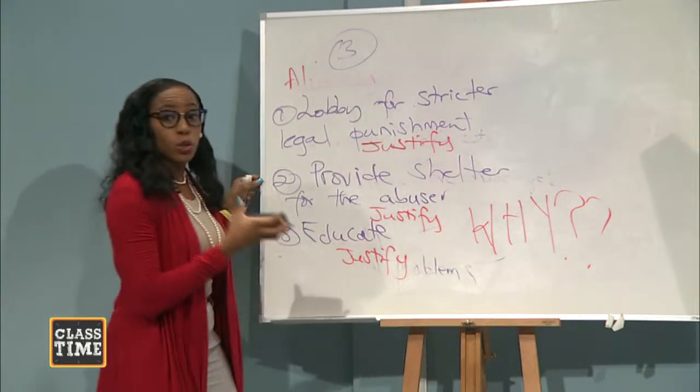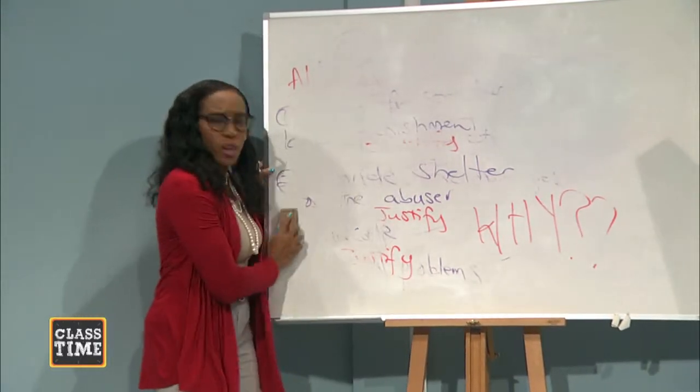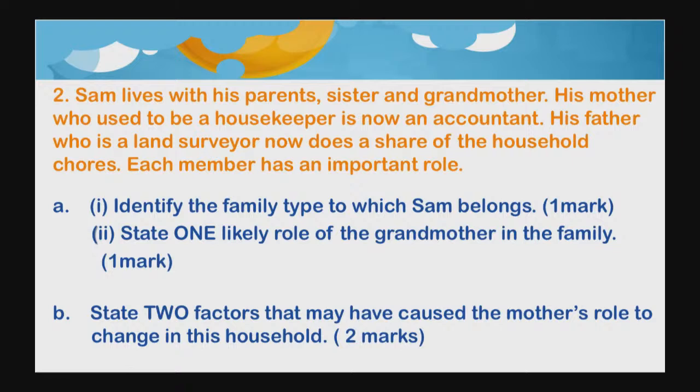All right. So we're doing 2 questions quickly today. We would have done one already. And we want to look at another. And these questions are based on the topics that we would have done already. Let us go ahead and read. Sam lives with his parents, sister and grandmother. His mother, who used to be a housekeeper, is now an accountant. His father, who is a land surveyor, now does a share of the household chores. Each member has an important role. And I know you would have read that properly and know that you would have understood what is going on.